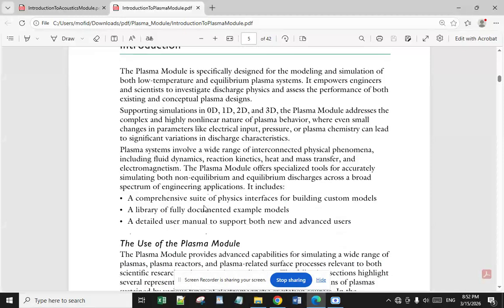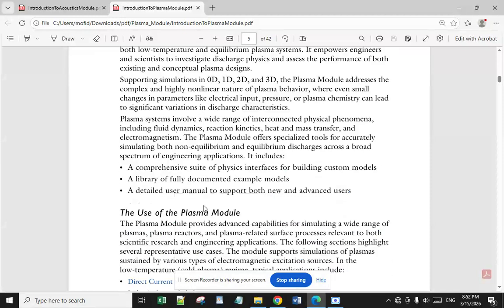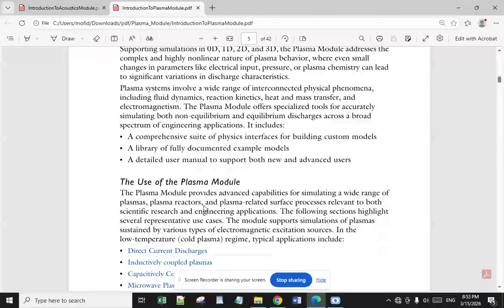engineering applications. It includes, the first, a comprehensive suite of physics interfaces for building custom models. The second one is a library of fully documented example models. And the third one is a detailed user manual to support both new and advanced users.